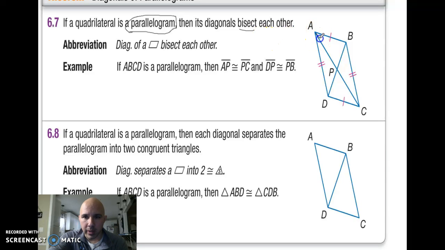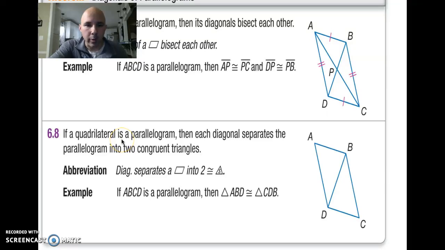So here goes my diagonal from A to C and B to D. If they bisect each other and it's a parallelogram, we're going to say that AP is going to be equal to PC. And we're also going to say that DP is going to be the same thing as PB. All right? That's if a quadrilateral is a parallelogram. Those diagonals are going to bisect each other perfectly and cut it in half. Any questions, let me know.